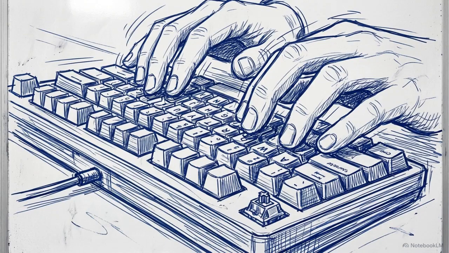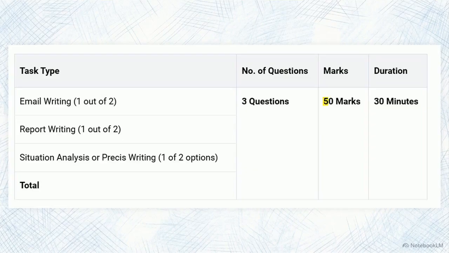The mains descriptive test begins immediately after the 3-hour objective portion concludes. This table displays the 50-mark writing assignments, which include an email, a report, and either a situation analysis or précis. You have 30 minutes to complete these 3 distinct tasks, creating an intense time constraint.